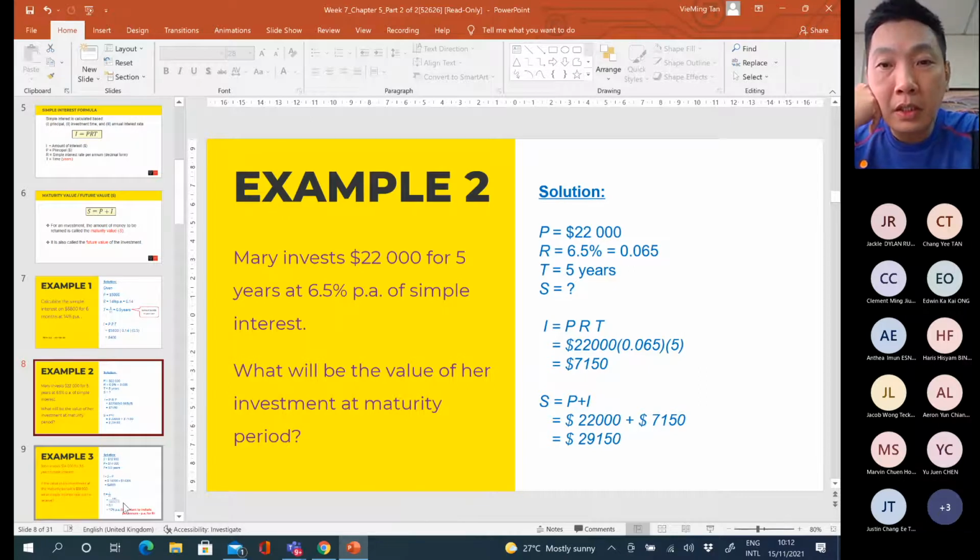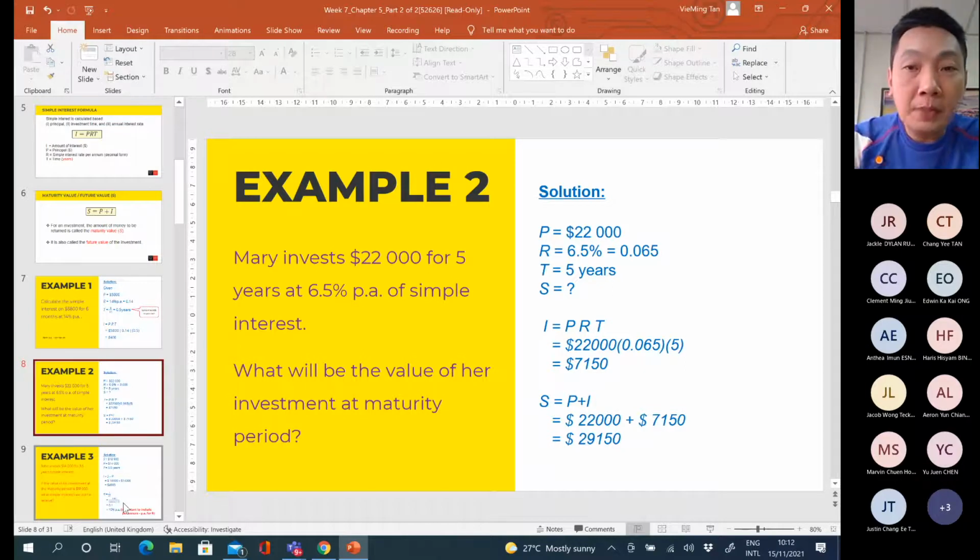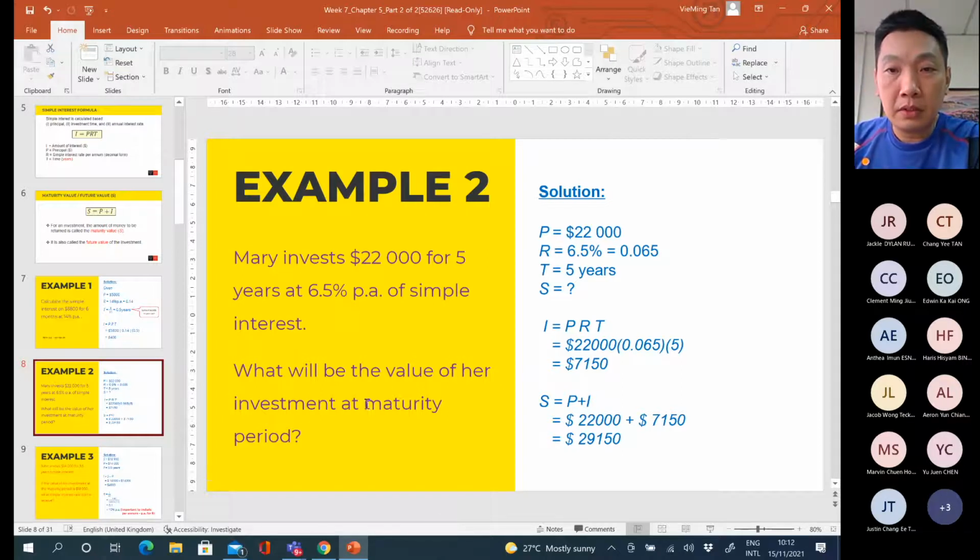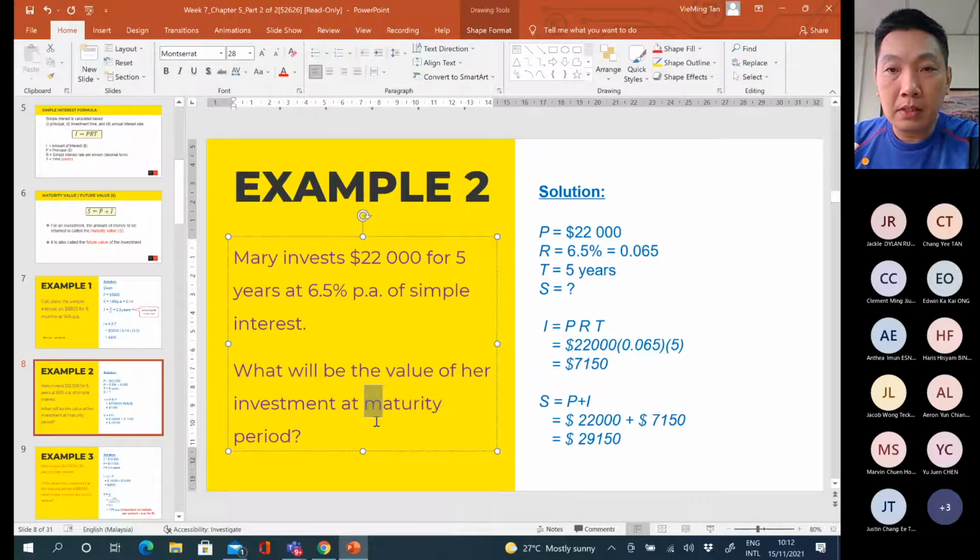What will be the value of her investment at maturity period? Maturity period means the end of the investment period. So that means you are asked to calculate the S value. So you're asked to get the S.